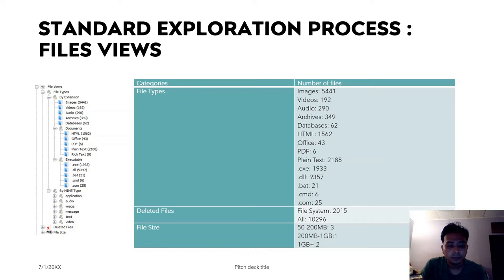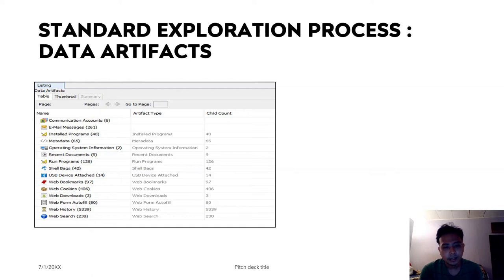The next category is data artifact. Data artifact is the section where Autopsy extracts data from other files or artifacts. In this section, there are 15 categories, which are communication account, email messages, installed program, metadata, operating system information, recent document, run program, shell bag, USB device attached, web bookmark, web cookies, web download, web form autofill, web history, and web search. Here we can see the number, or child count. For example, for installed program, the child count is 40, so it means it has 40 installed programs.